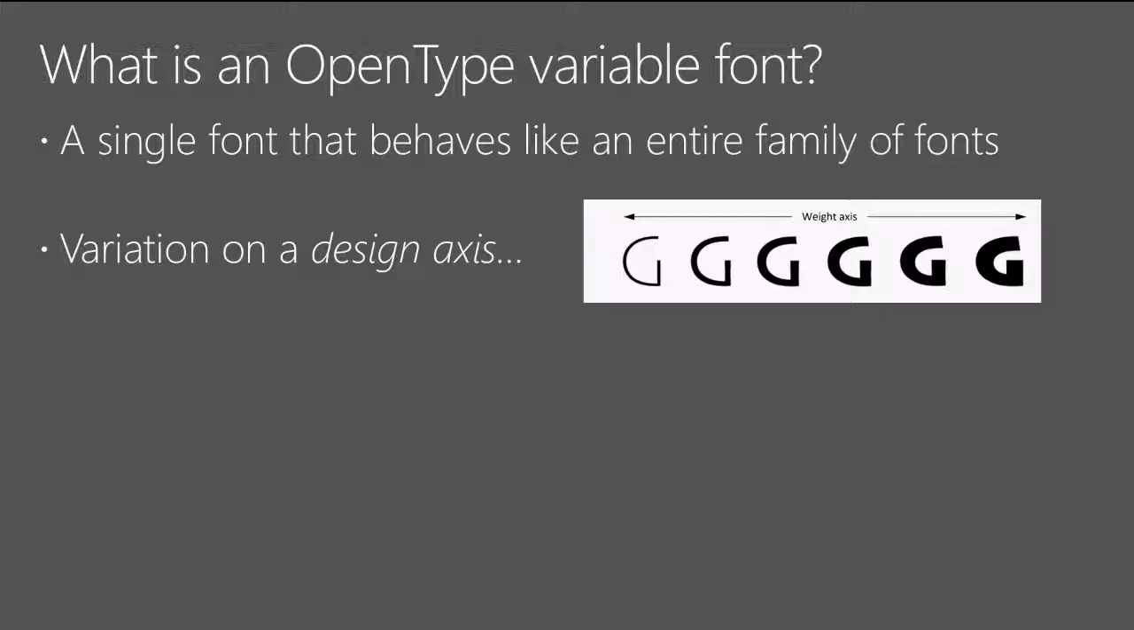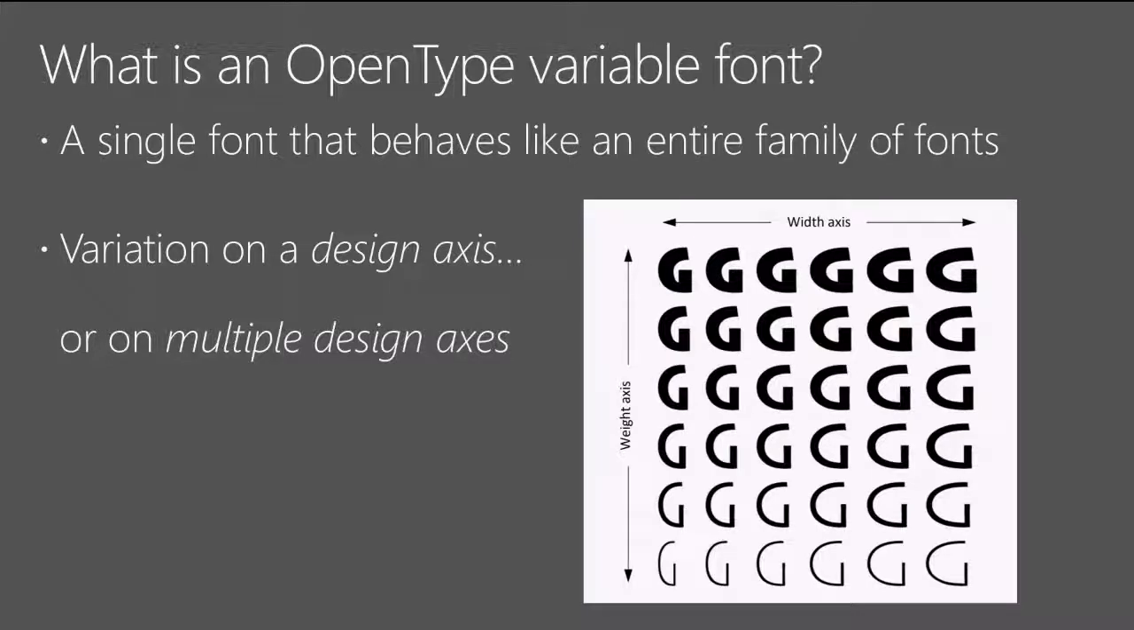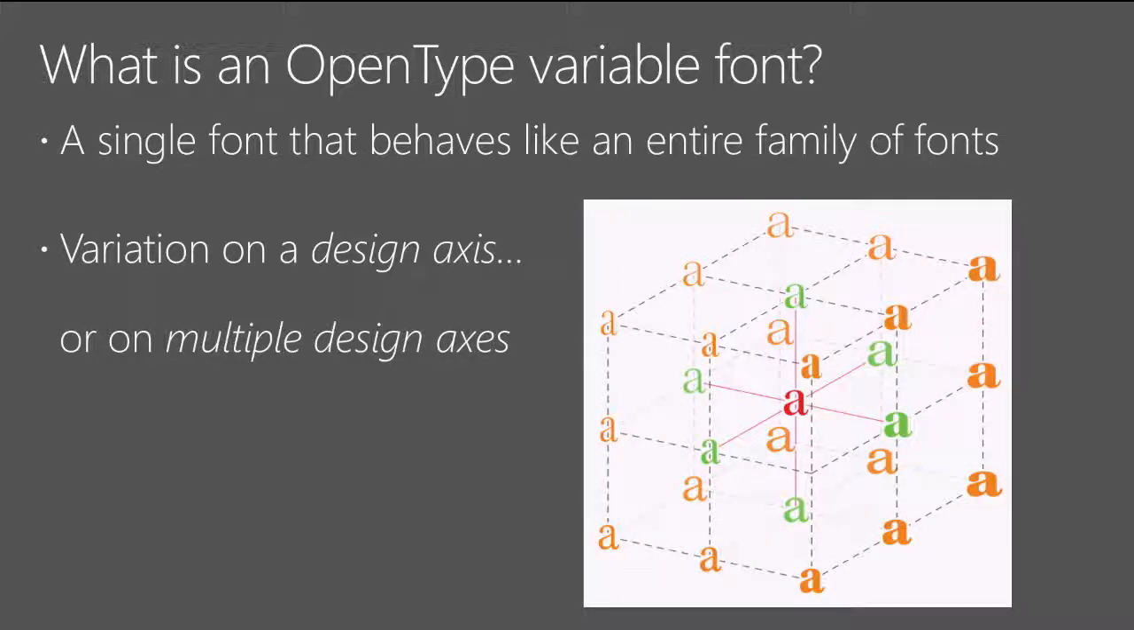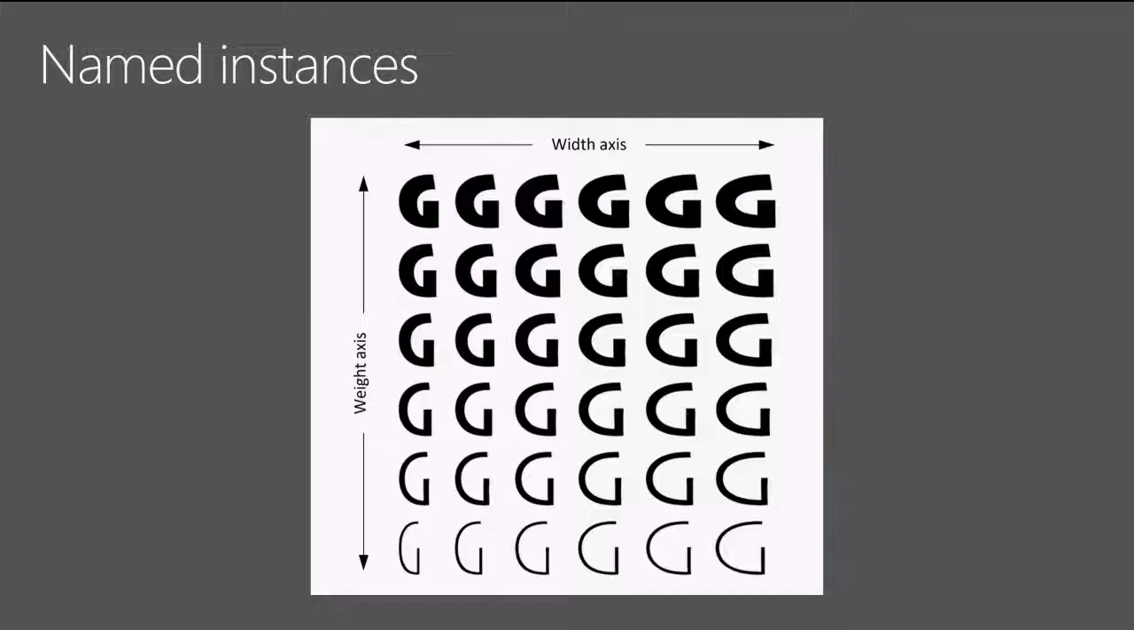But they could also do it on multiple axes, in this example, using weight and width. Or they could put in 3, 4, or perhaps even more different axes of variation within that one font. So the font designer selects a set of axes of variation, and in that way defines a design variation space for the font. Within that space, the font is able to access any part of that space, but the font designer can choose to assign names.